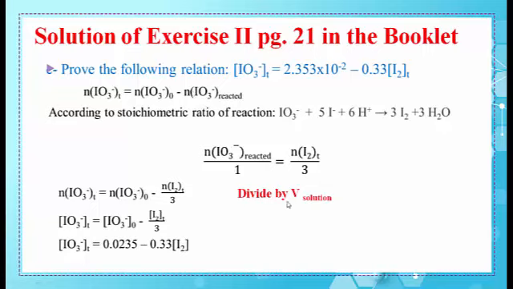We divide by the volume of the solution, so we get number of moles over volume, which is the concentration. The concentration of IO3 minus at instant t is equal to the concentration of IO3 minus initial minus the concentration of I2 over 3. The concentration of IO3 minus initial was 0.0235, or 2.353 times 10 exponent minus 2, minus 1 over 3, which equals 0.33, times the concentration of I2.